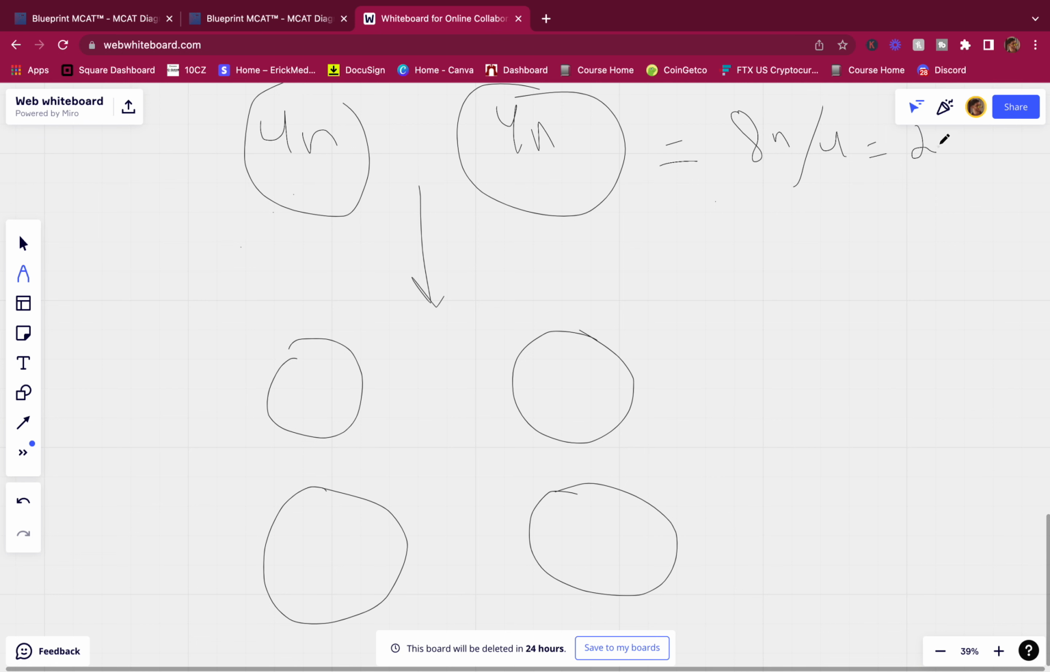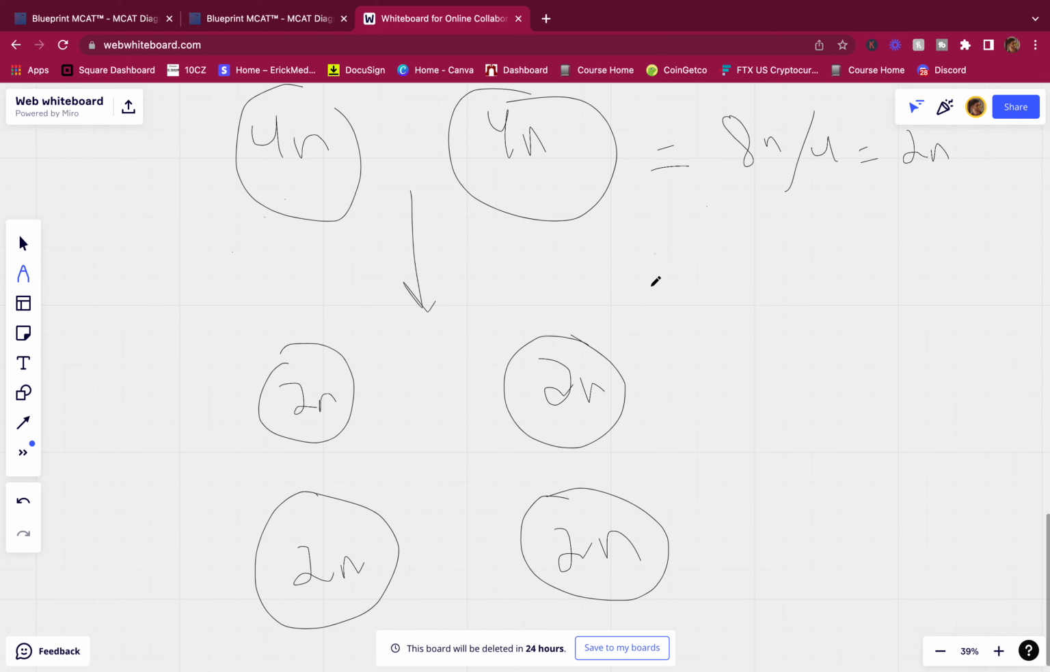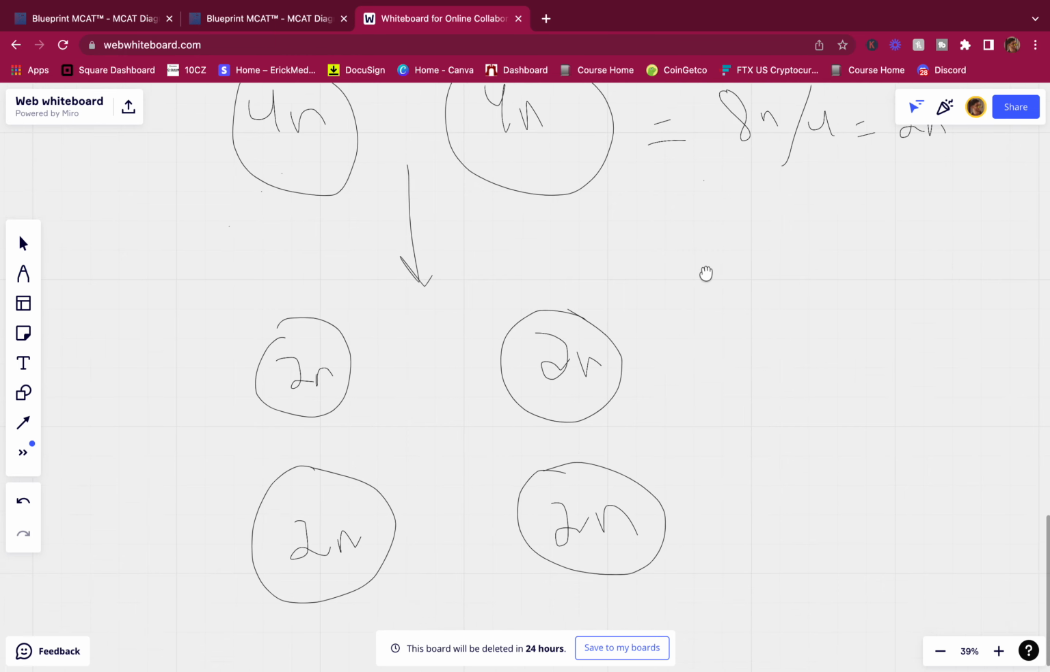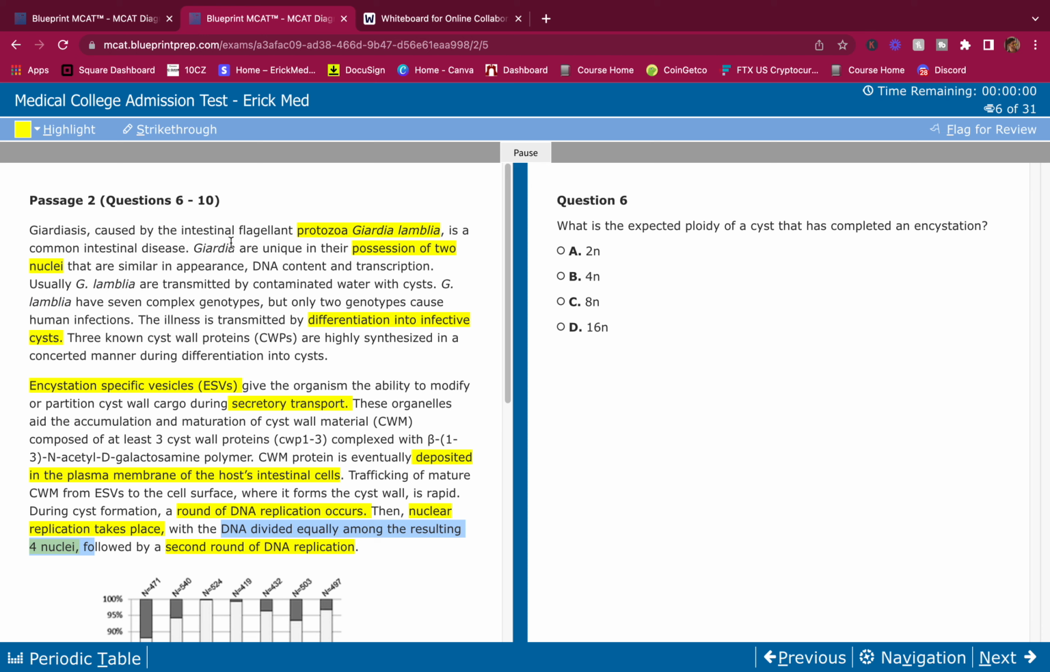So 8 sets of chromosomes in 4 different nuclei means 2N per nucleus. We have 8 in total here, but we need to divide it equally among the 4 nuclei. So we have 2N here, 2N here, 2N here, 2N here. I'm gonna say it again: we divided the DNA equally among the 4 nuclei. Next, what happens next? I think they replicate another time.